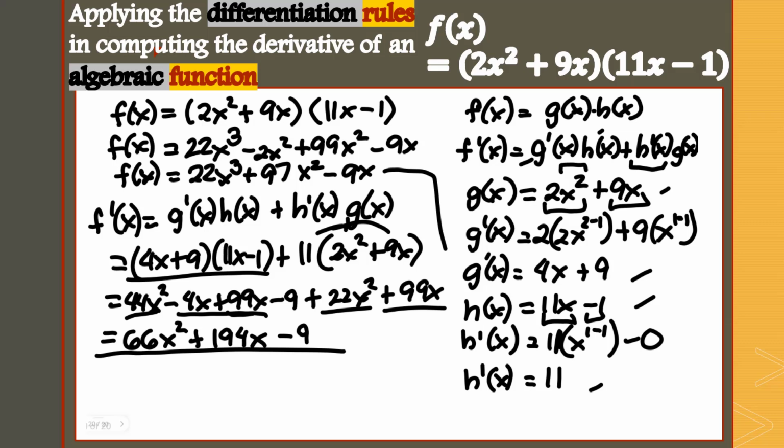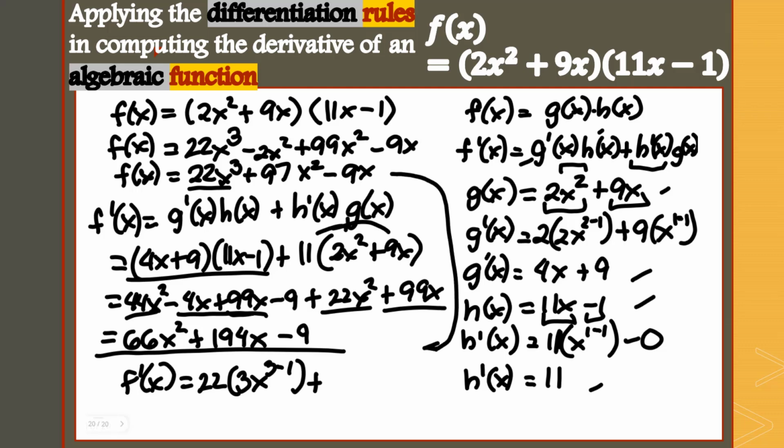And using this, you will just simply need to use the rule on sum or difference. So your f prime of x, and let's see if this is the same as this. Okay, if we will have the same answer. So this, using constant multiple and power, 22 times 3x to the power of 3 minus 1. You have plus, let me erase this. Okay, so we are using this, okay, just to illustrate. You can also try this on your own. 97 times 2x to the power of 2 minus 1, and minus 9 times x to the power of 1 minus 1, okay, so that's here.